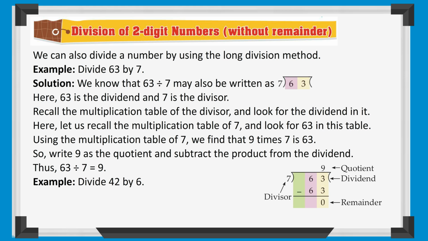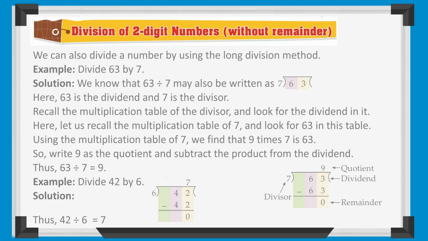Example. Divide 42 by 6. Solution. Thus, 42 divided by 6 equals 7.